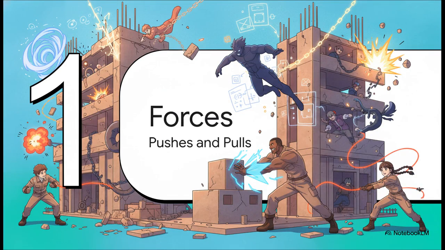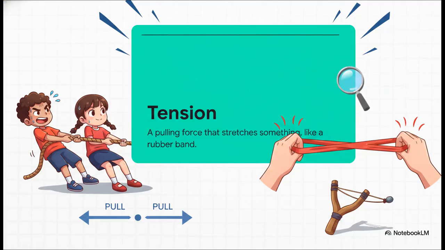Section 1. Forces, pushes, and pulls. Right, so before we can actually build anything, we need to understand our invisible enemies. Forces. A force is really just a push or a pull on an object, and they're constantly, and I mean constantly, attacking our structures. If we don't understand them, our buildings will literally just fall down.